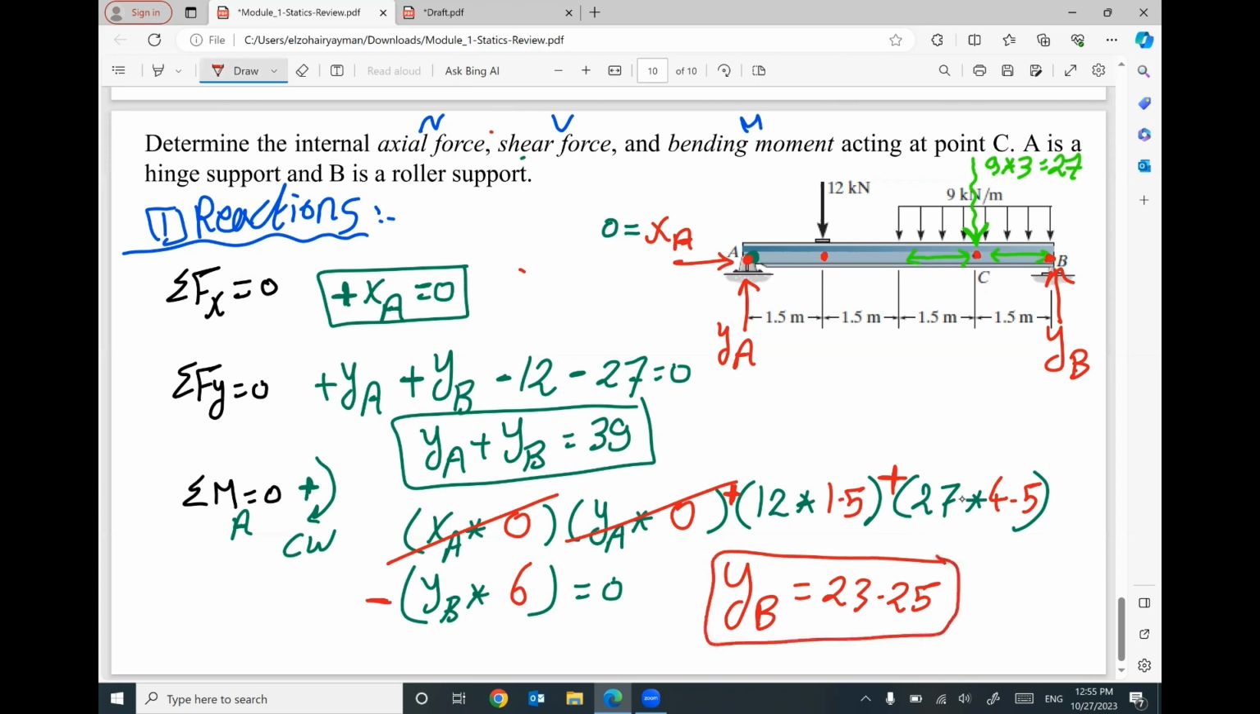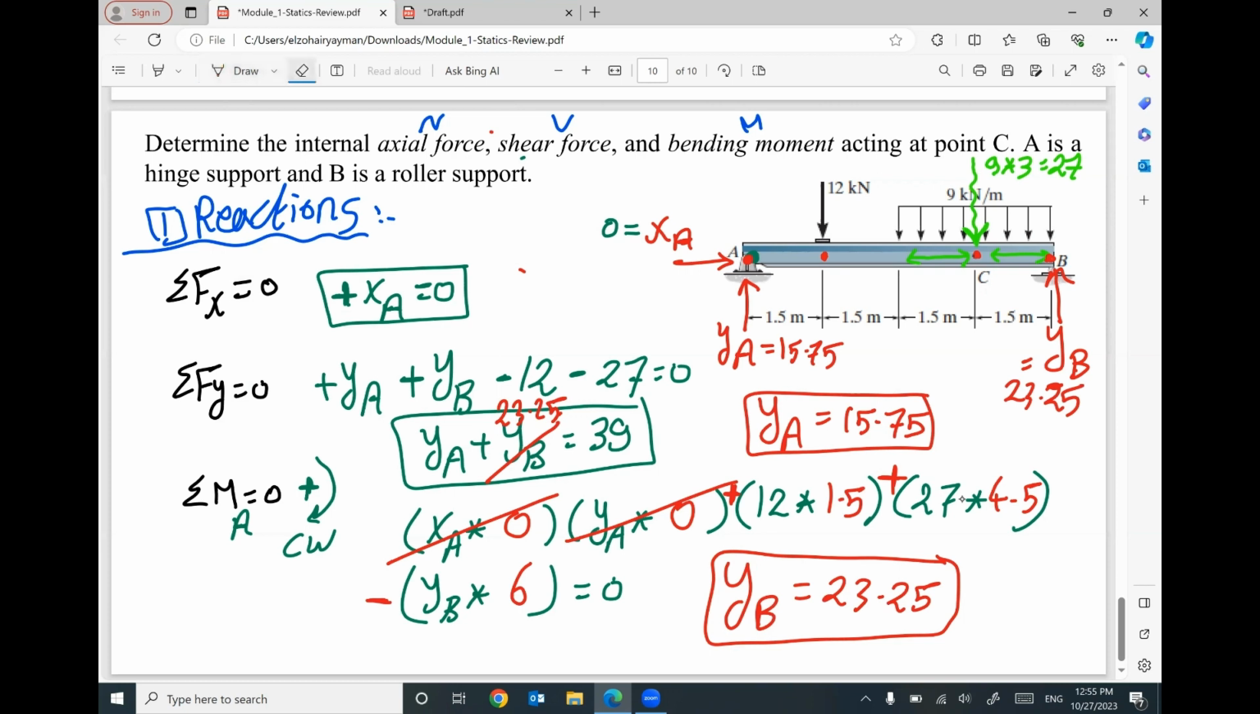If you go back here and put YB 23.25, I can find out the reaction YA. It will be 15.75. So this reaction equals 15.75. This reaction equals 23.25. This is the first step, reactions.